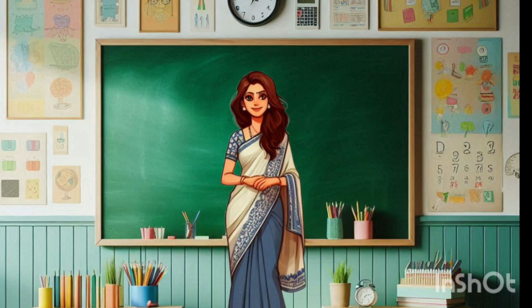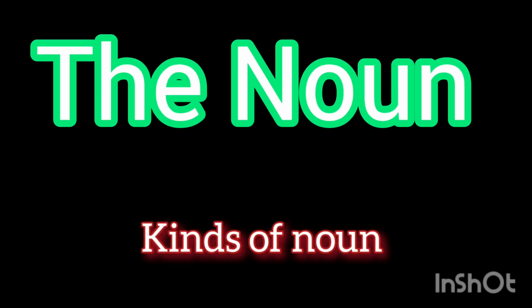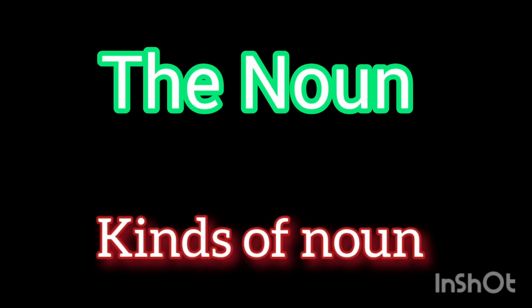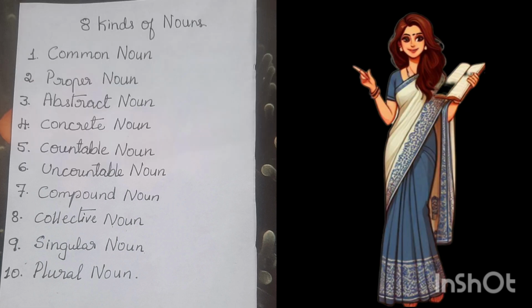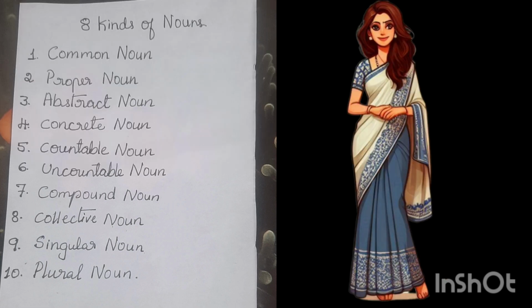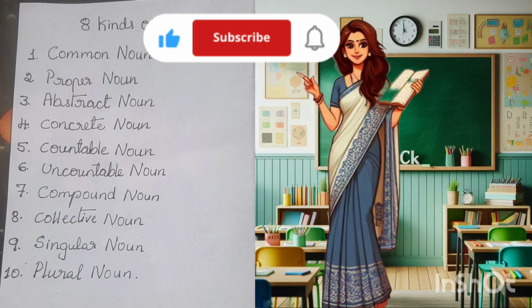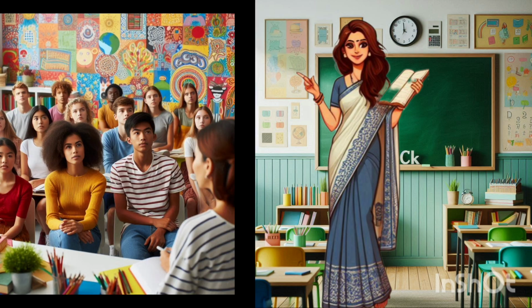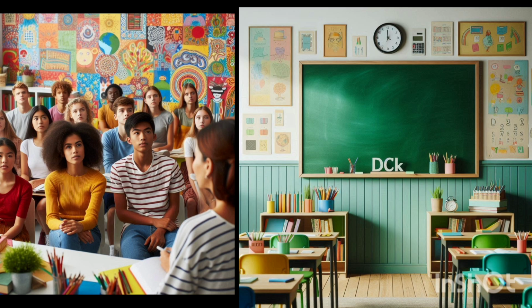Hello, dear children. Today we are going to learn the noun and kinds of noun. There are different kinds of noun. Examples: common noun, proper noun, abstract noun, concrete noun, countable noun, uncountable noun, compound noun, collective noun, singular noun, plural noun. Now let us learn one by one.